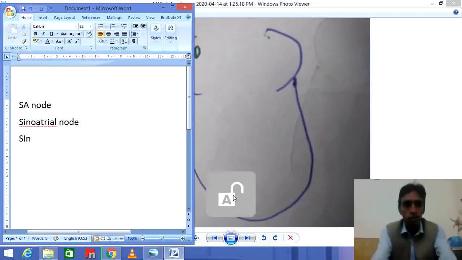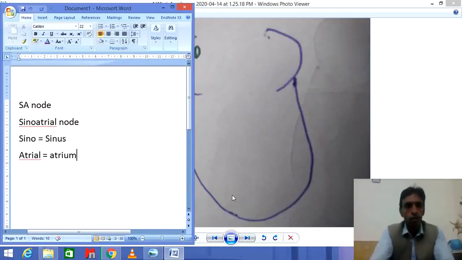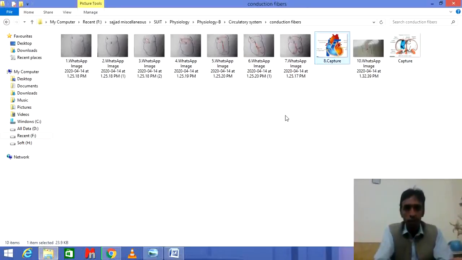The sino is derived from the word sinus, and atrial for atrium, because this is present in the atrium, that is why it is called atrial. While sinus represents the sinus venarum. What is sinus venarum? To know about the sinus venarum, we will focus on one of the diagrams.